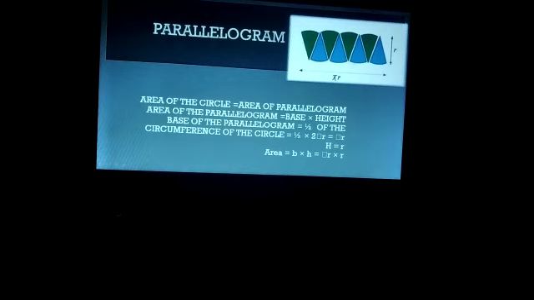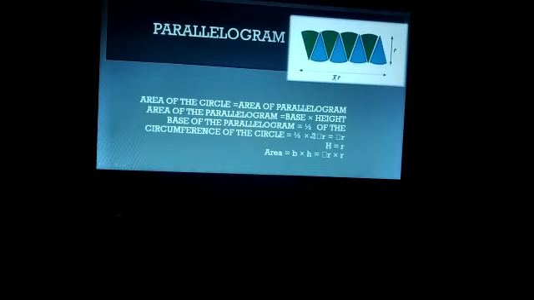Area of parallelogram will be equal to base into height. This we know; we have studied the formula. Area of rectangle, we know that length into breadth. Area of parallelogram is base into height. Base of the parallelogram we are finding as half of the circumference of the circle, since the whole circumference we are arranging like this. So half of the circumference of the circle will be the base.